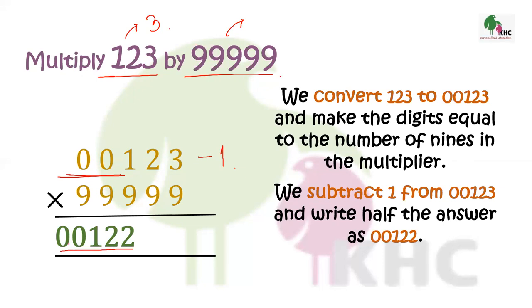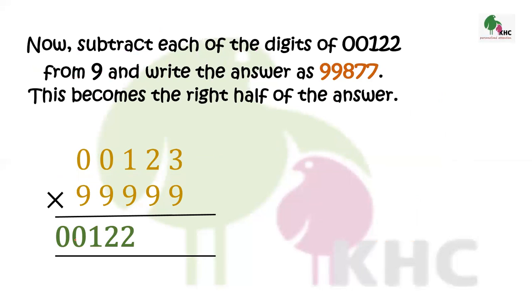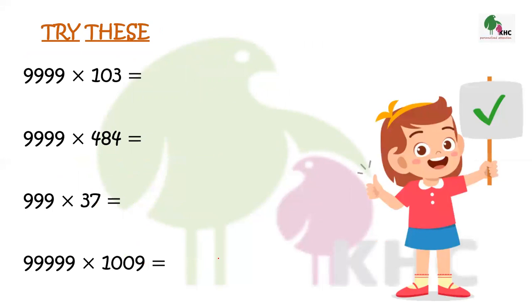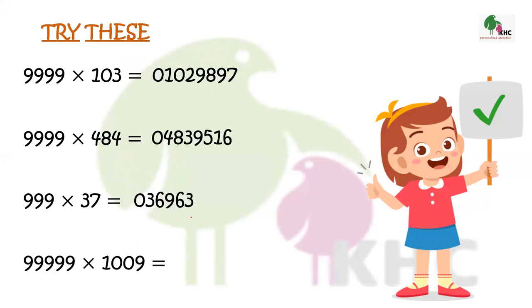Okay, so 9 minus 0 is 9. 9 minus 1 is 8. 9 minus 2 is 7. 9 minus 2 is 7. Your multiplication is complete. So here are a few more questions which you can try, and here are your answers as well, written in the original format for your proper understanding.